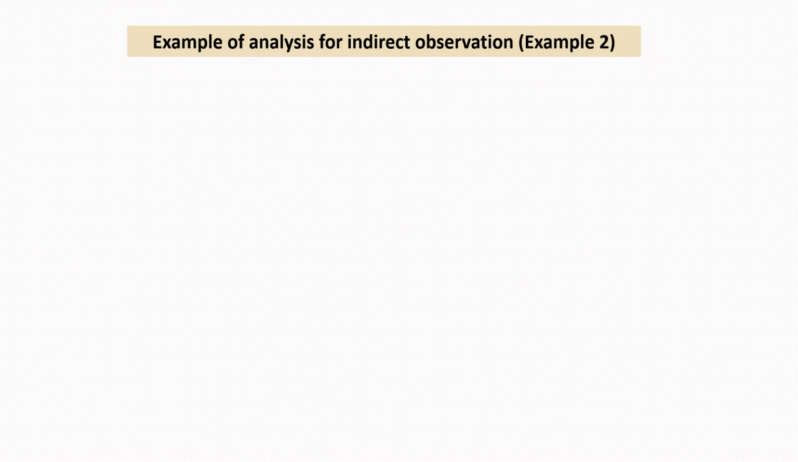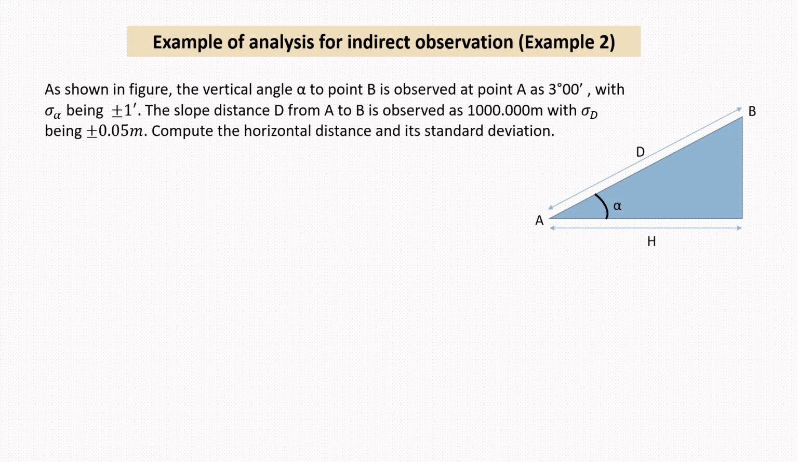Okay, so now take a look at example number 2. As shown in the figure, the vertical angle alpha to point B is observed at point A as 3 degrees, with sigma alpha being plus minus 1 minute. The slope distance D from A to B is observed as 1000 meter, with sigma D being plus minus 0.05 meter. Compute the horizontal distance and its standard deviation.